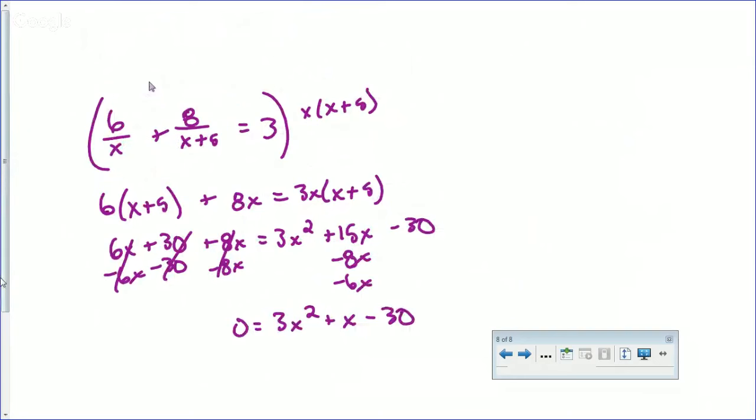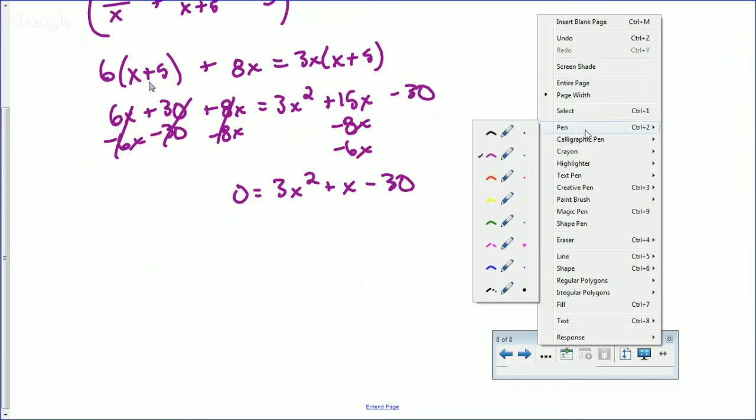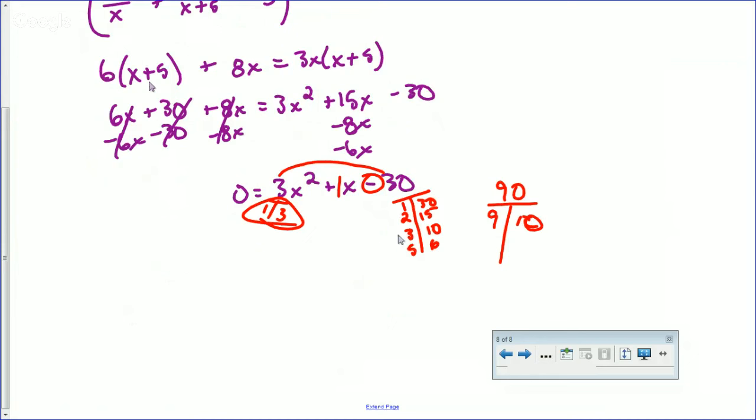Okay, so I need to use the quadratic formula, or I can factor this. So let's change colors and let's factor this. We're going to take 3 times 30 and get 90. I need factors of 90 that subtract to 1. That's 9 and 10. So we're going to break down 3. That's 1 and 3. We're going to break down 30. That's 1 and 30, 2 and 15, 3 and 10, 5 and 6. So we're going to use 1 and 3 and 3 and 10. So 1 times 10 was 10, and 3 times 3 was 9.